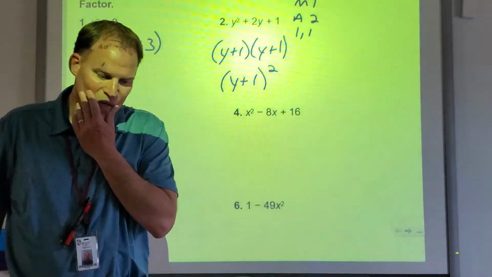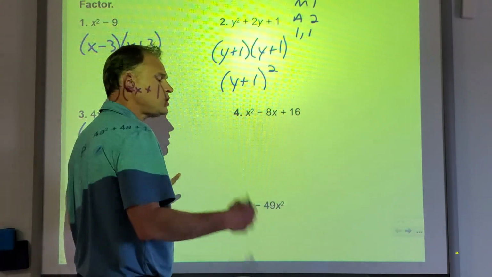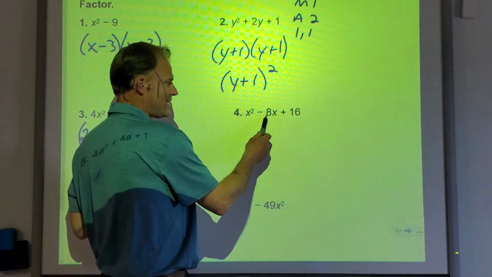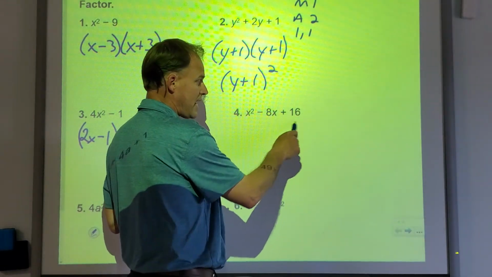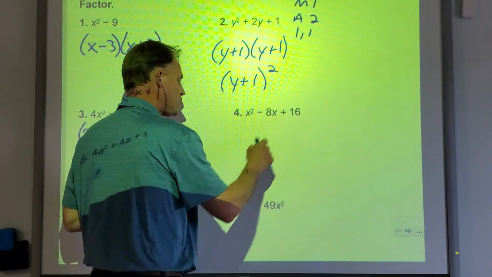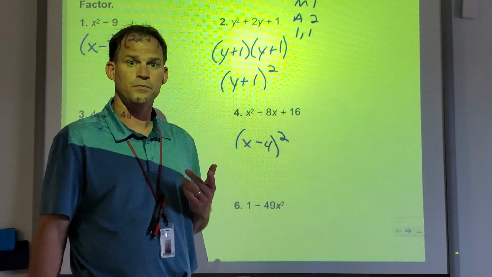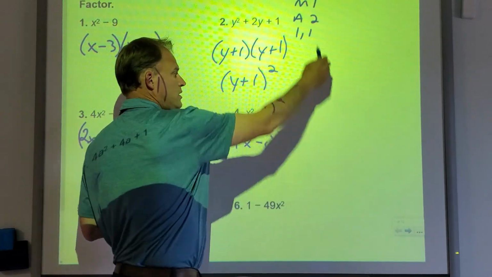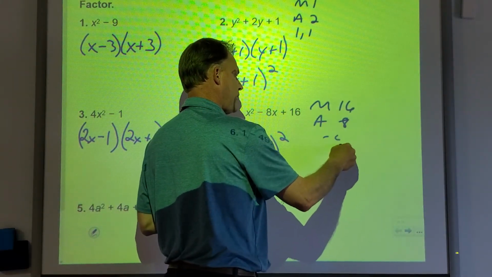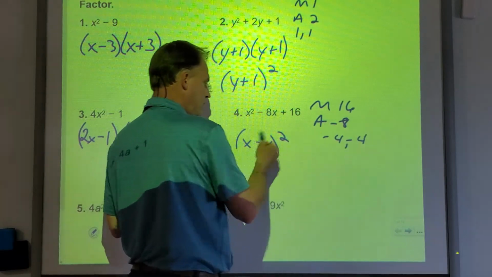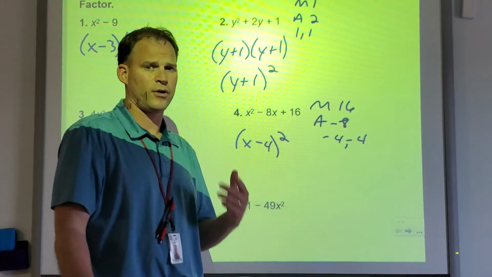Okay? So I say there's a faster way to do this. That's pretty quick, but there's a faster way. If you notice that this is 2 times a number and this is that number squared, you can factor x minus 4 squared pretty quick. Now, you can do it a little bit slower. What multiplies to 16 and adds to negative 8? Minus 4, and then you get minus 4, and you write it twice. But if you recognize the pattern, it goes real fast.